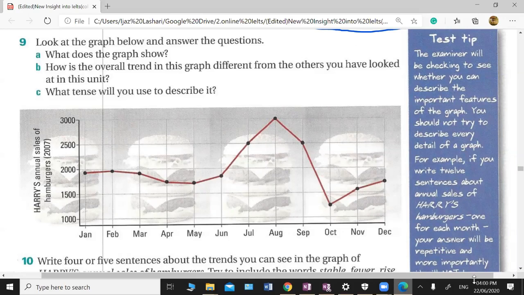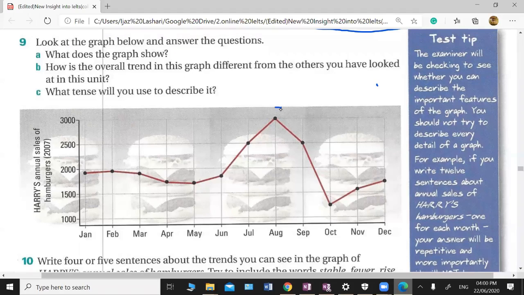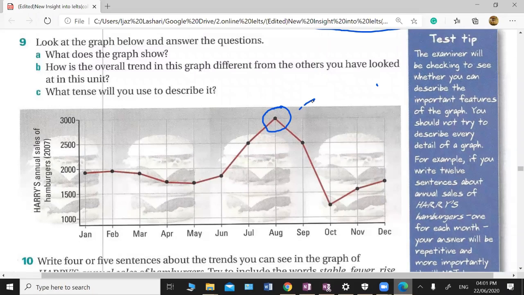Yes, that's right. That is called fluctuation. So it's fluctuating. Okay, but my question is, it reached a certain place here. What can I say about it? Peak, Anis, great. It's peak, yes. The peak was in the month of August, it reached 3,000. And then again, it started coming down.